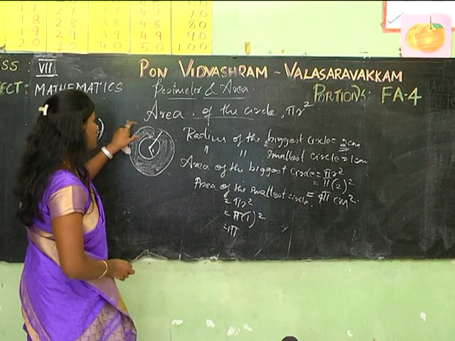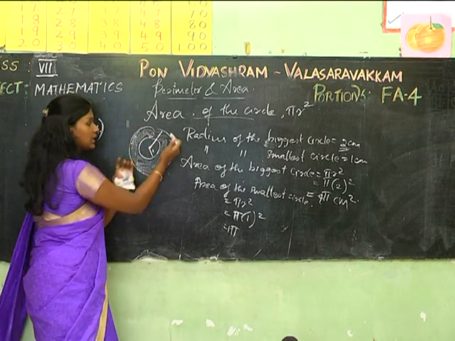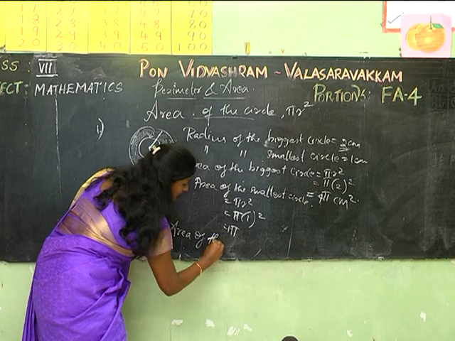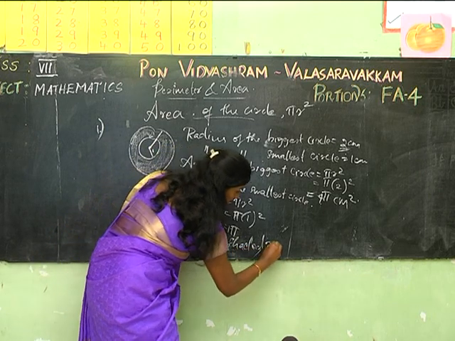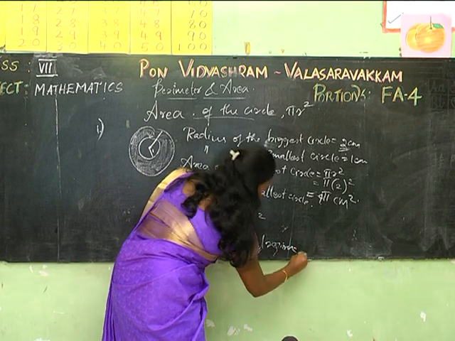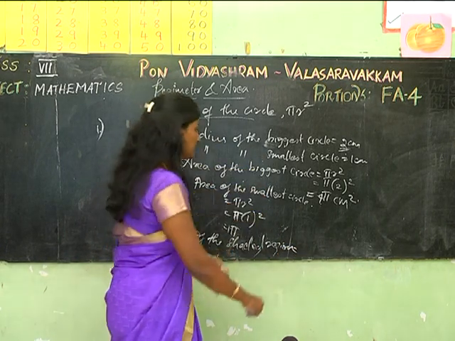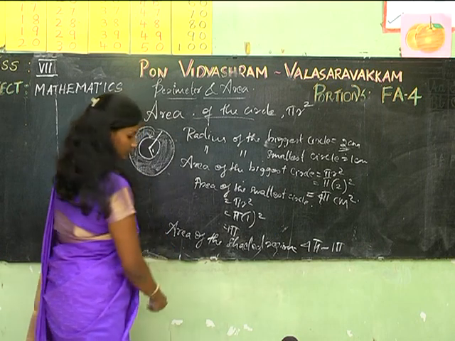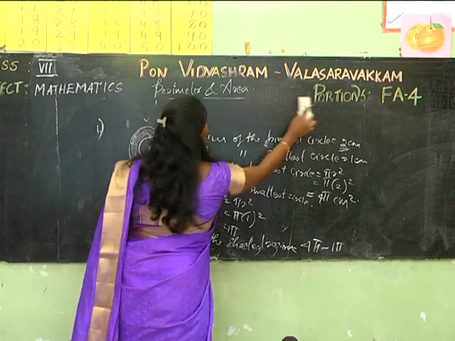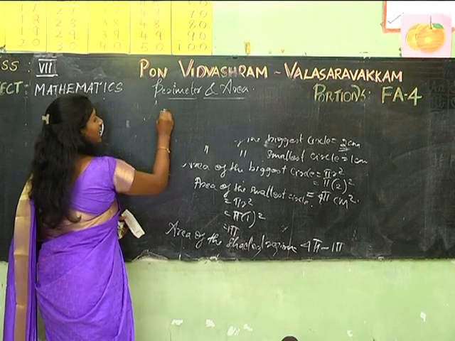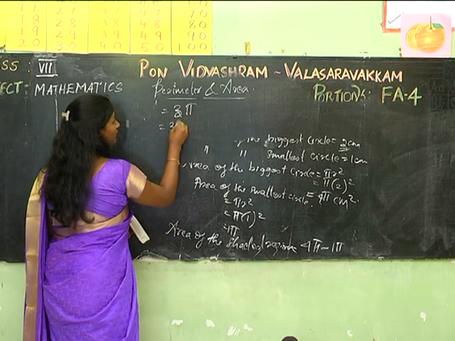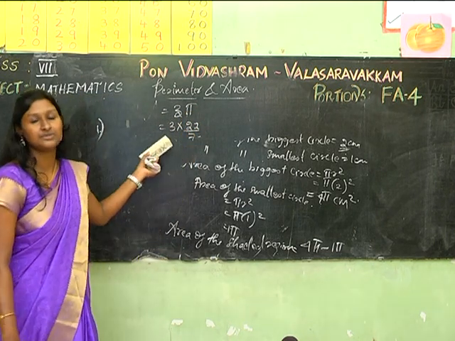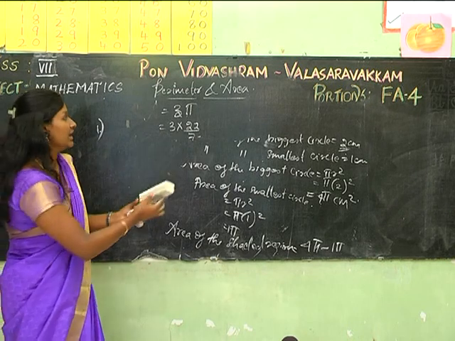So we are supposed to find the area of the shaded region. Now we have the area for the biggest circle and area for the smallest circle. So area of the shaded region is equal to area of the biggest circle minus area of the smallest circle. So 4 pi minus 1 pi. So we will get 3 pi, and if we substitute the value for pi as 22 by 7 or 3.14, we will get the area of the shaded region.